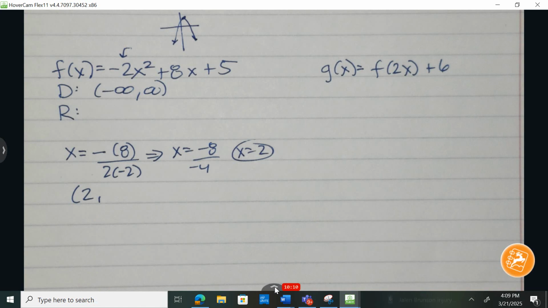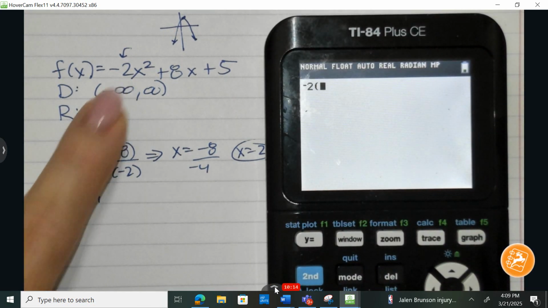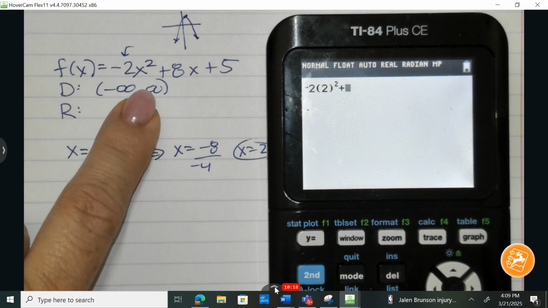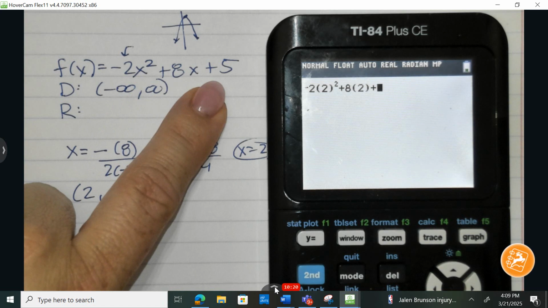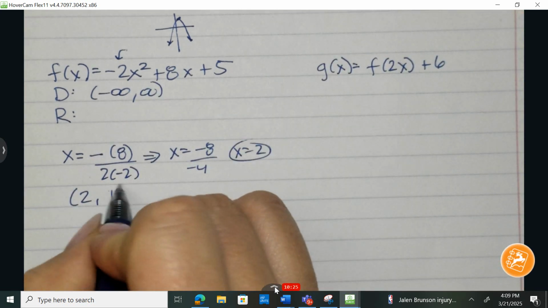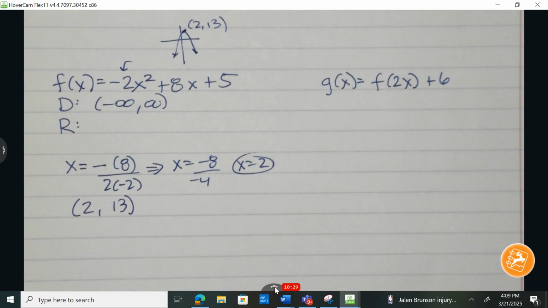Now, how do we figure out the y? I'm going to grab my calculator to make life easier for us and plug it in, making sure to use parentheses. There's 2 squared plus 8 times 2 plus 5, and we end up with 13. So this is the coordinate (2, 13). This is the coordinate (2, 13).